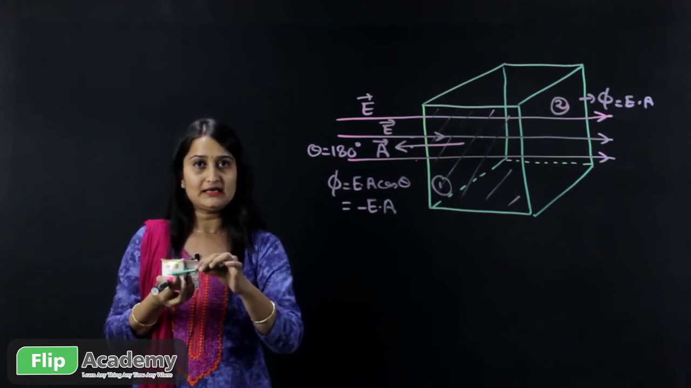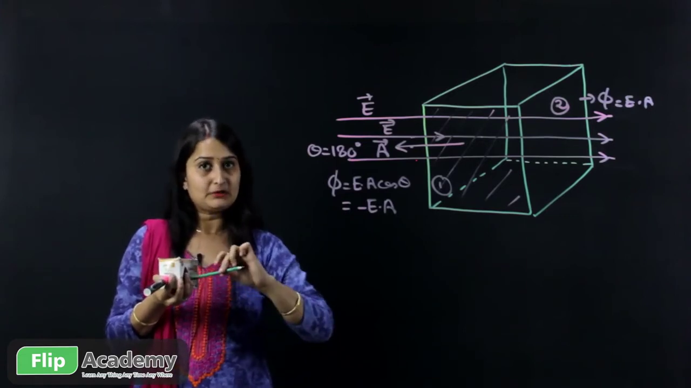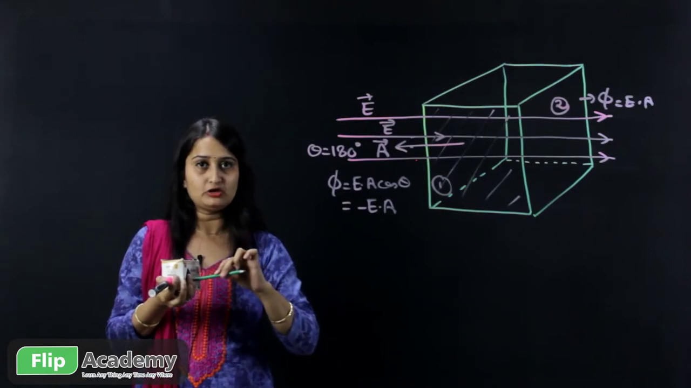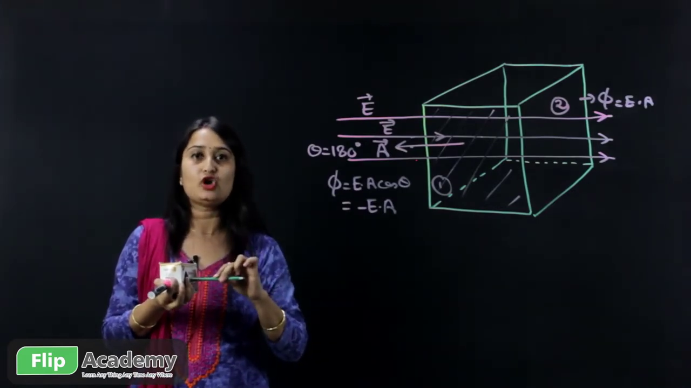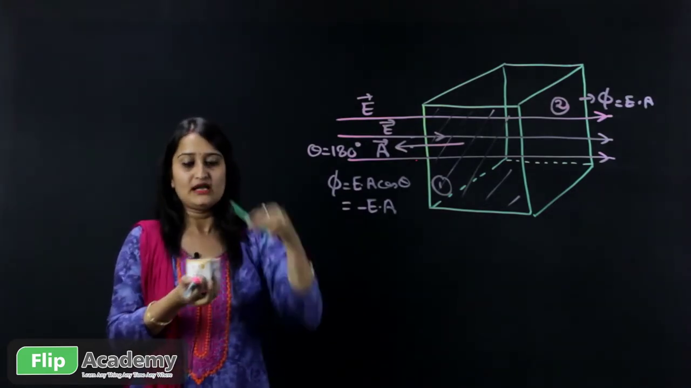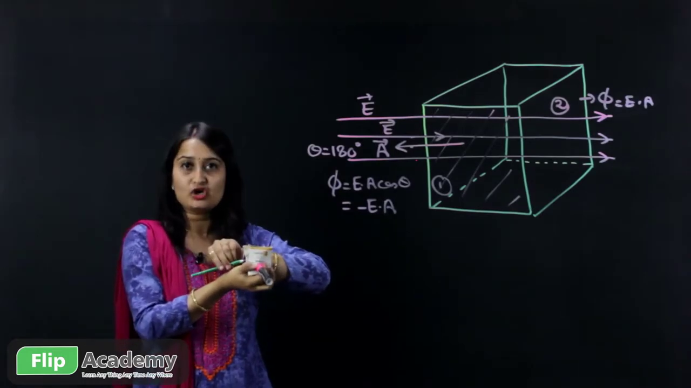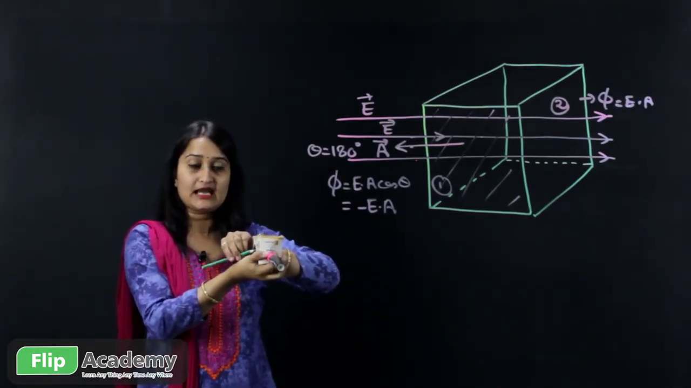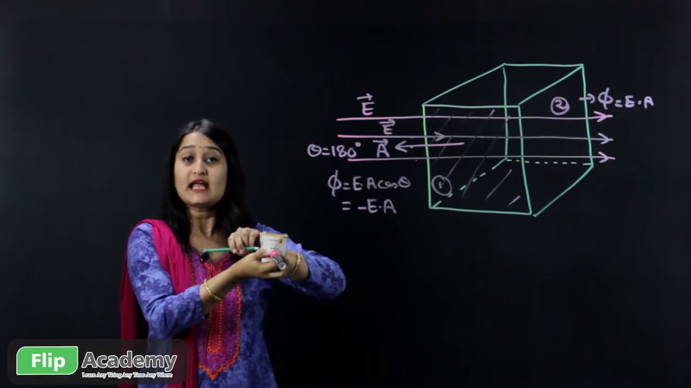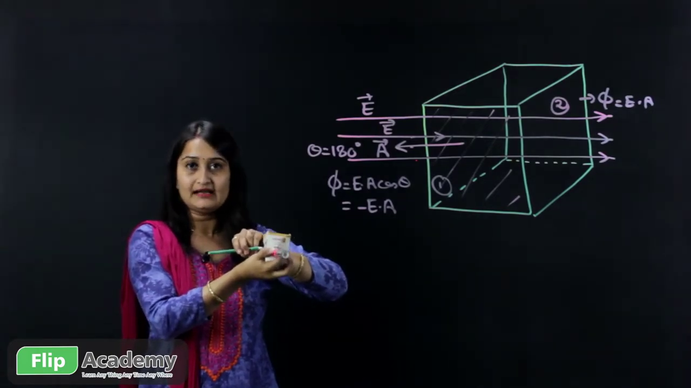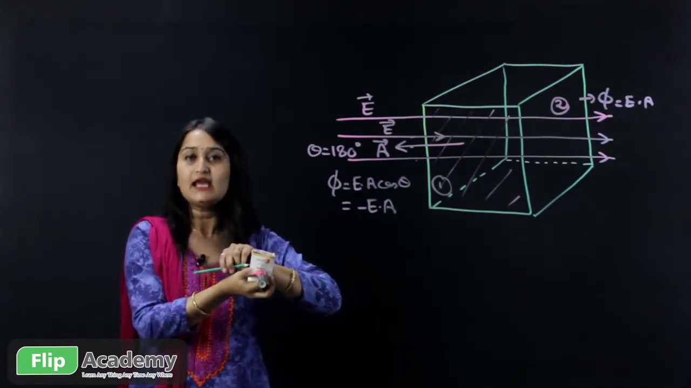Similarly, solve for this condition also. The electric line is coming in this direction. The area vector is perpendicular to the plane. So what is the angle between the two? 90 degrees. So in this condition also, the flux is 0. Similarly, solve for this direction also. Now you can see here, again the flux is 0 because the angle between the area vector and the electric line is again 90 degree.